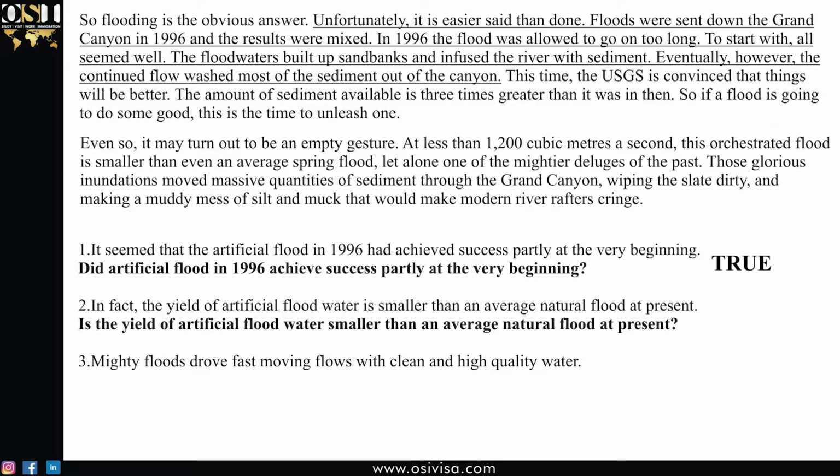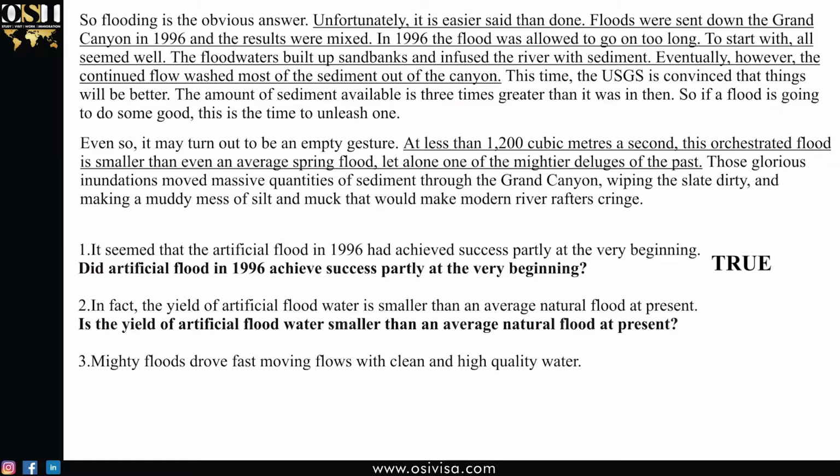If you look at the question, it asks, is the yield of artificial flood water smaller than the average natural flood at present? So we are supposed to find out where they talk about the yield of the flood water. So yield is basically the output of the flood water, how much water comes during the flood. So the artificial flood water, is it larger than the natural flood? Let's find out. In the second paragraph, it says, at less than 1200 cubic meters a second, this orchestrated flood is smaller than even an average spring flood, let alone one of the mightier deluges from the past.